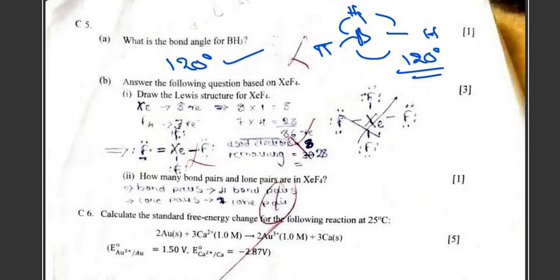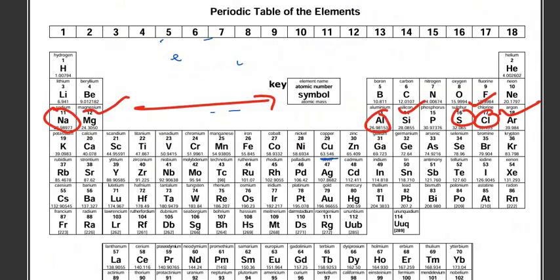That's what they want. Then here they're saying answer the following question based on xenon tetrafluoride. So what's the Lewis structure of this? Here, xenon, we can go on the periodic table and check the valence electrons for xenon. Fluorine we already know is 7, but xenon, which group does this guy come from? Let me show the periodic table here. Xenon, that's Xe, is somewhere there, a noble gas, meaning it has 8 in the outermost shell? Let me just check.